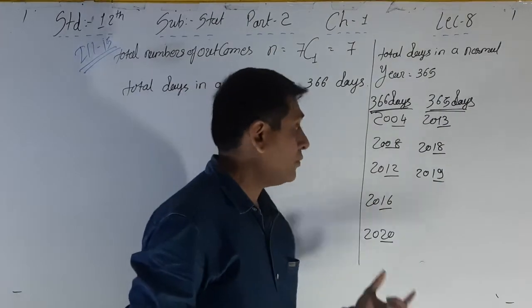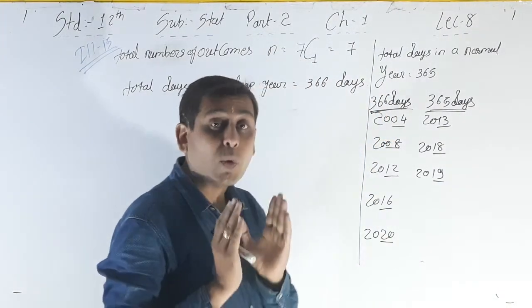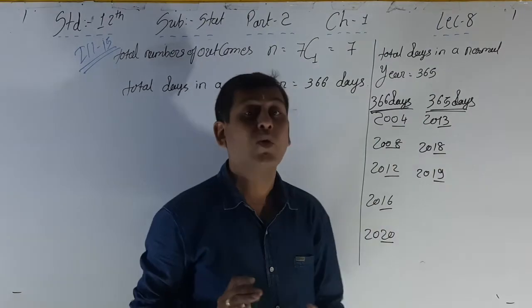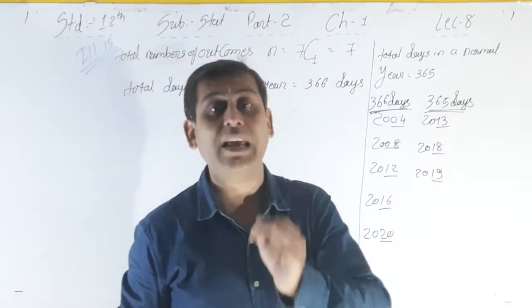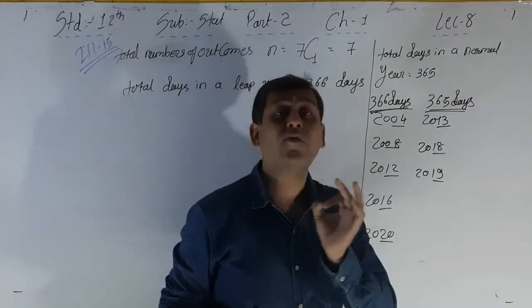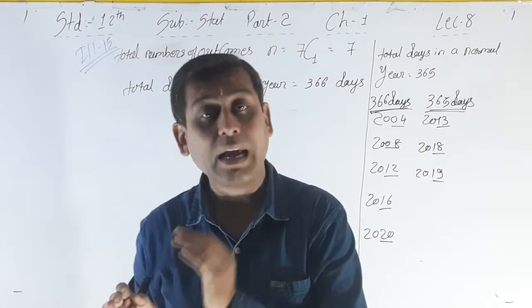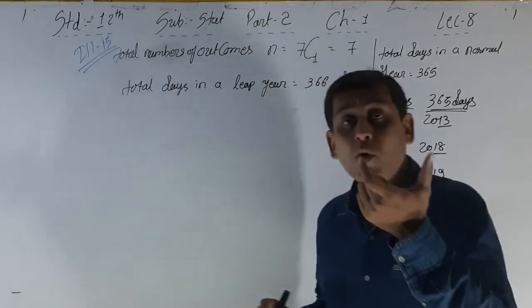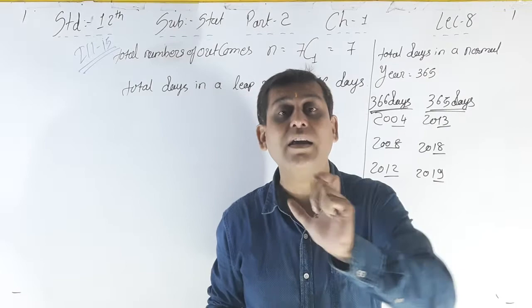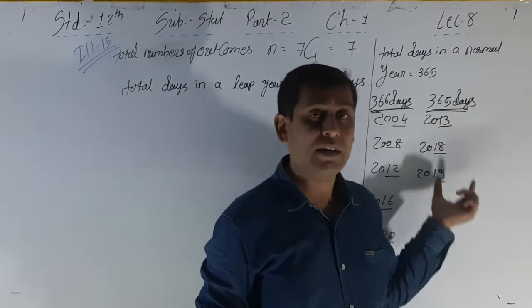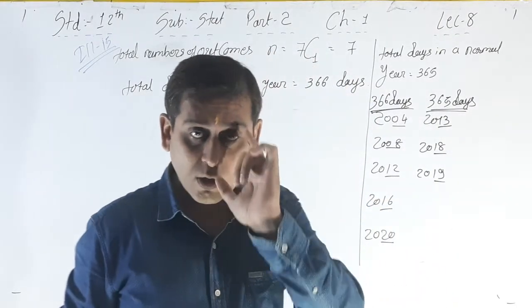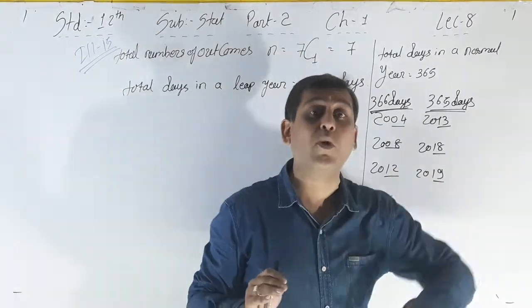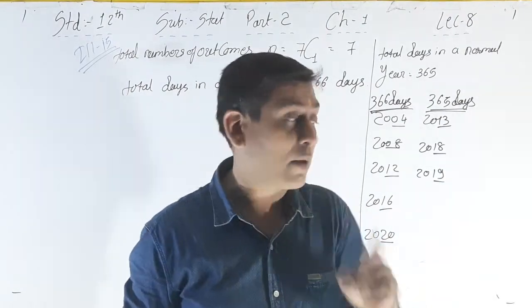Why? In 2004, 8, 12, 16 and 20, February has 29 days, and in the other years February has 28 days. Only one day is added in these years, in February only. Here we don't have any specification regarding February, so we don't have to consider that. But whenever February is given, it has 28 days or 29 days. In these years 28 days, in these years 29 days in February. So please keep in mind, in the exercise, when sums regarding the days of February are given, you have to keep in mind all these things.